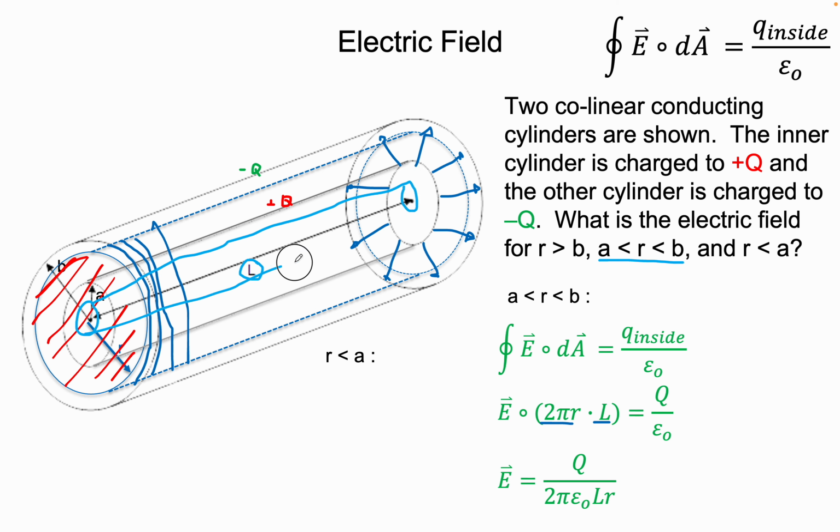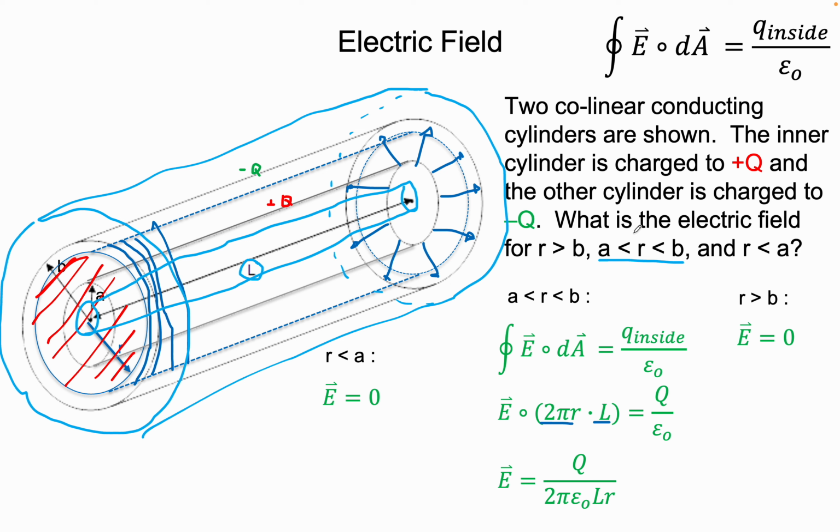And then finally, what about the outside? Well, the outside, if you drew a Gaussian surface, which would be a cylinder surrounding these cylinders, I'm sorry it's getting so messy, how much charge is enclosed inside? The answer is, again, 0. We have as much positive charge as we have negative charge. And so you end up with no net charge enclosed inside. And so again, the electric field outside is 0.